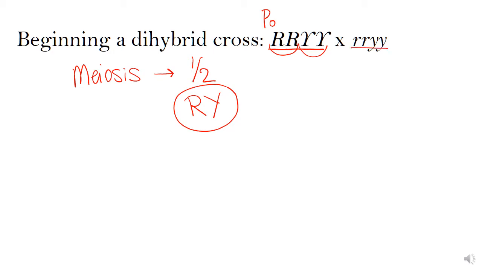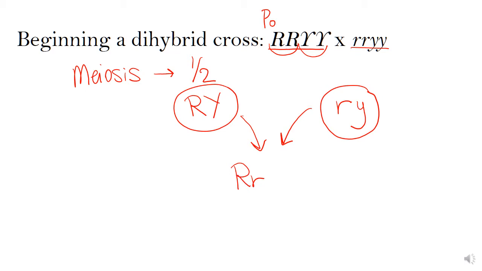The same pattern will hold for our second parent. It will give all of its offspring a recessive allele of R and a recessive allele of Y, because that is all that it has to give for these two genes. So when these gametes are combined, we will get the genotype heterozygous R and heterozygous Y. And this will be our F1 generation.